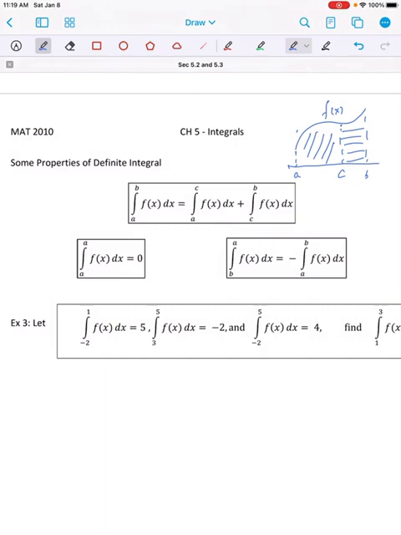Also recall from before, the definite integral from a to a is always 0, because basically this is saying the area under a point. And then if you have to invert the limits of integration, then you end up getting a negative sign in front. So using this property, we can try solving the next problem.